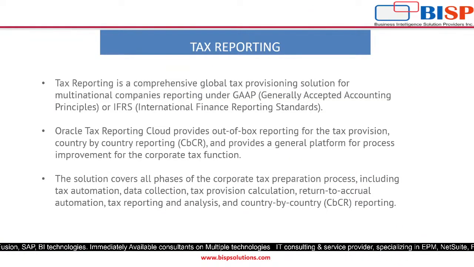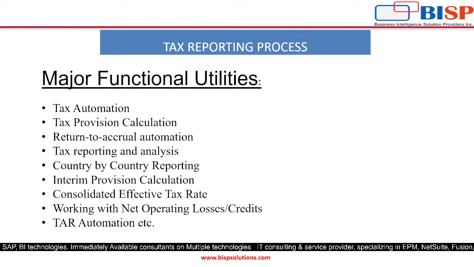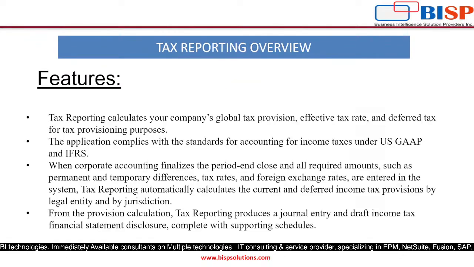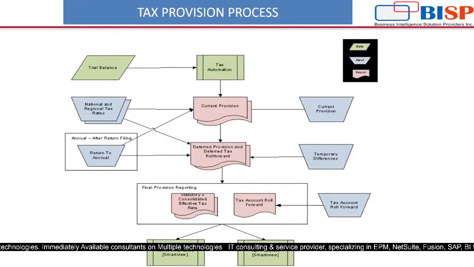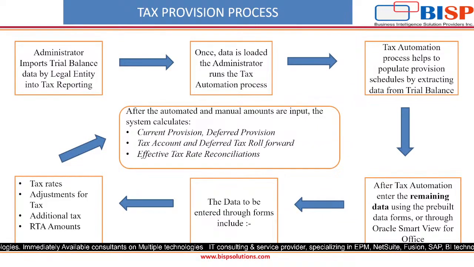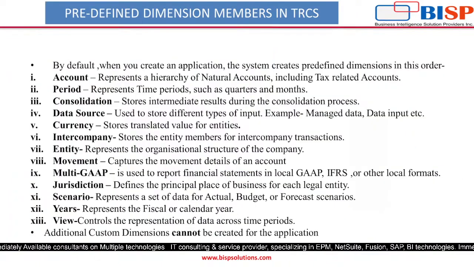As we covered yesterday, all these tax reporting, what does it mean? The tax reporting major functional utilities. What are the features of the tax reporting? The tax provisioning process. Here also we saw what the process is, how we load the data, and what steps we follow. After covering all the tax, basically we saw all the tax provision processes.